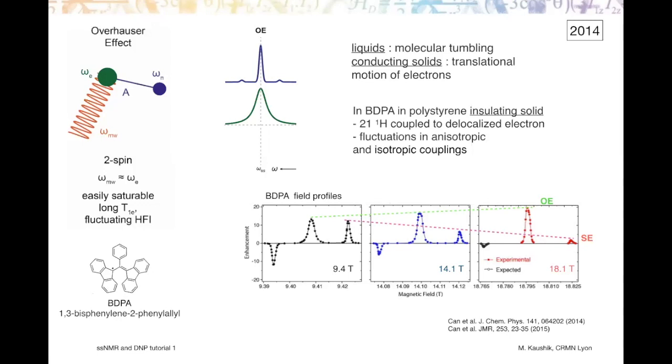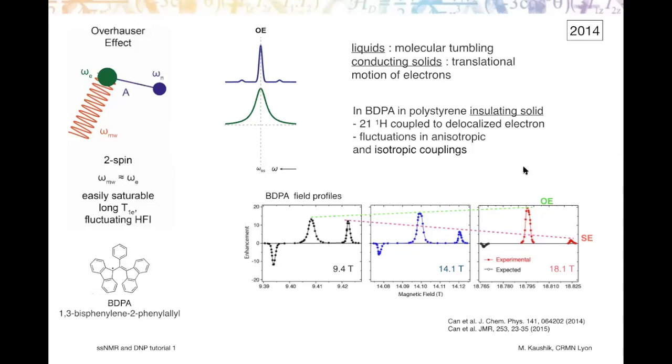In 2014, it was discovered by Kan Hu that if you put BDPA in polystyrene, it is possible to evoke this very distinctive enhancement at the EPR line that comes from Overhauser. The experimental results also go well with the theory, in the sense that the Overhauser effect scales linearly with magnetic field. So this is one way to perform experiments at a high magnetic field, is to use the Overhauser effect as the DNP mechanism.